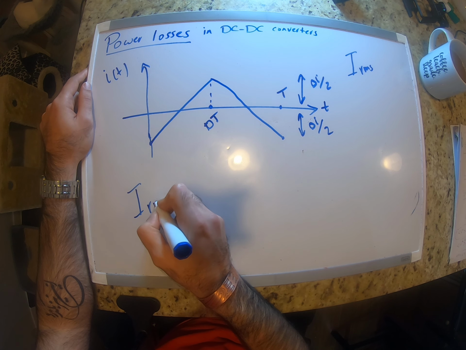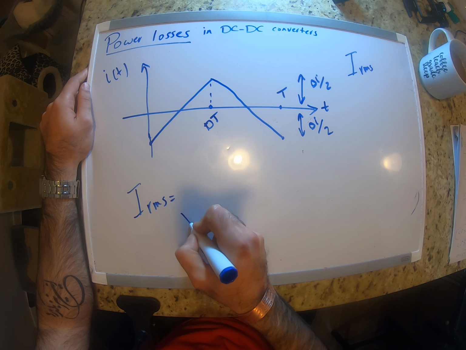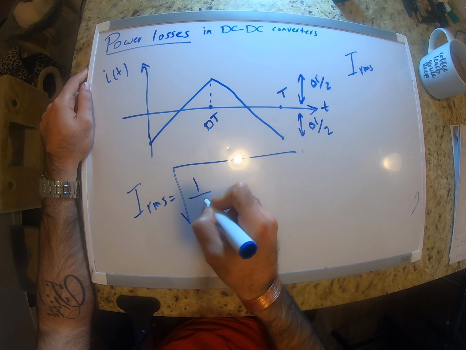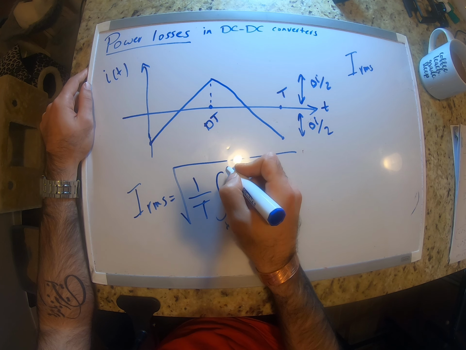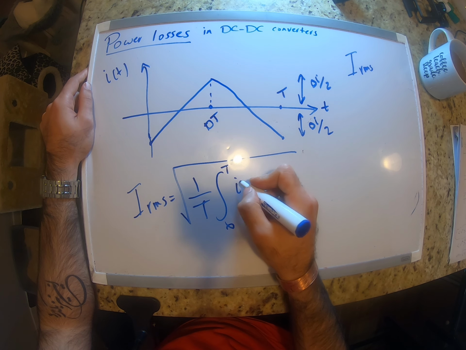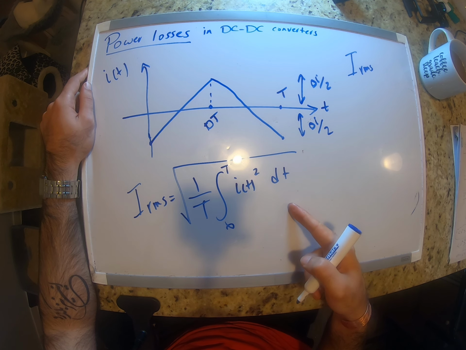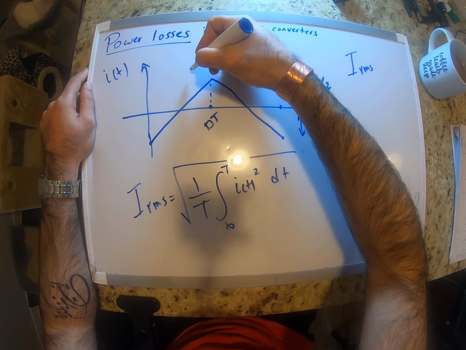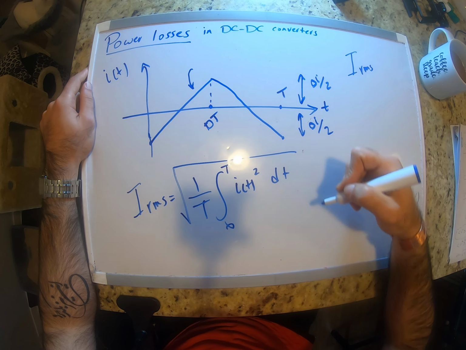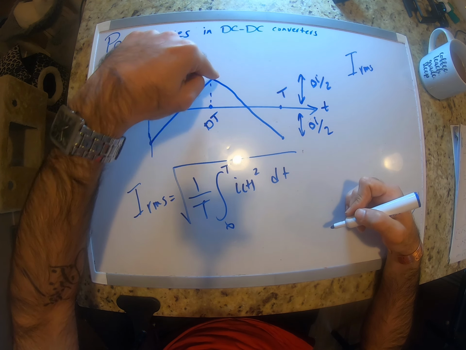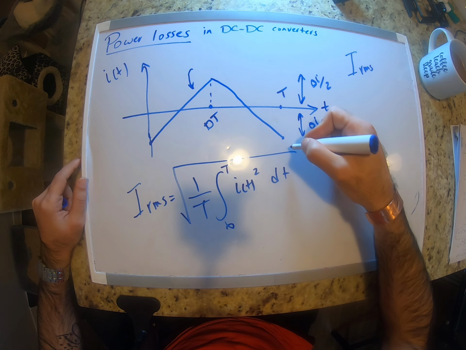calculation. IRMS is equal to root mean square. So you have to do this calculation. Okay, so we have to find the equation of this line and equation of this line, right?